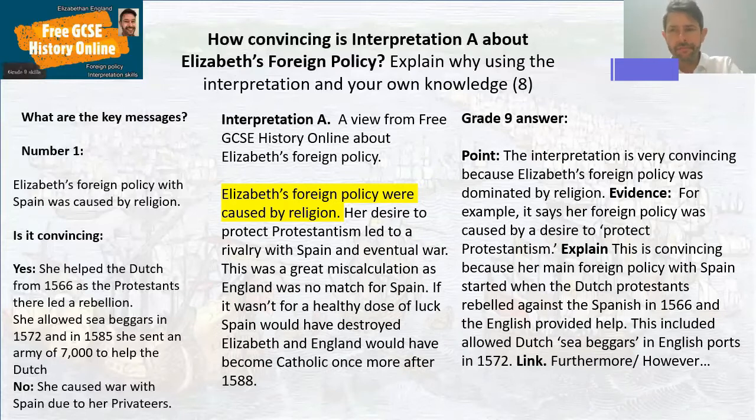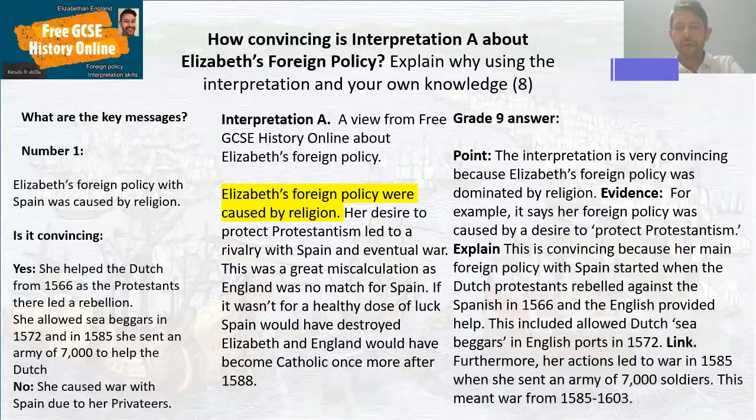Furthermore, or however, so I could do a bit more or I could do a bit less. I've got two ideas over there. I've got yes and no ideas, so I could do either one. I have said that the interpretation is very convincing, so it'd be a bit silly to say however here. I need to say a furthermore. So furthermore, her actions led to war in 1585 when she sent an army of 7,000 soldiers. This war lasted from 1585 to 1603, and I could add some ideas about the Armada if I so wished.